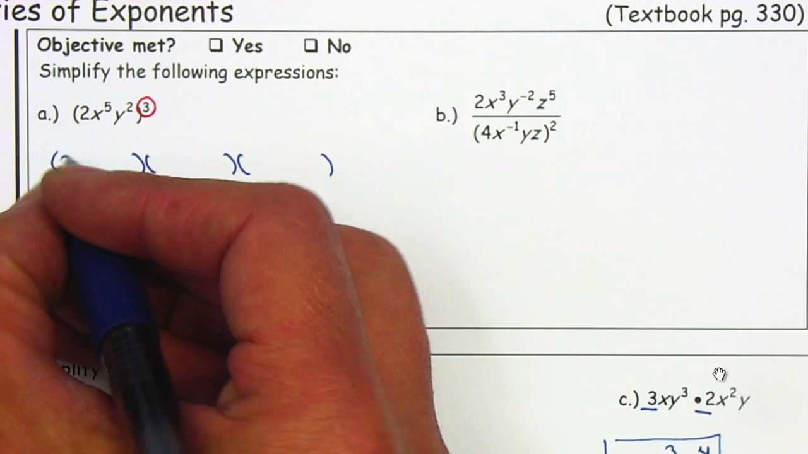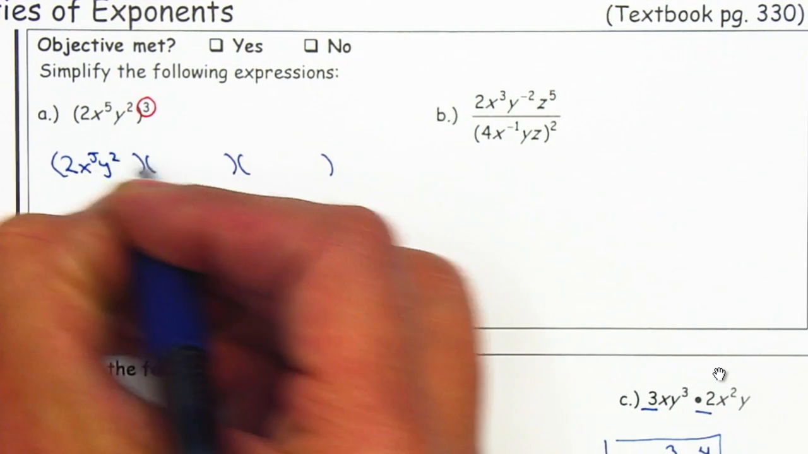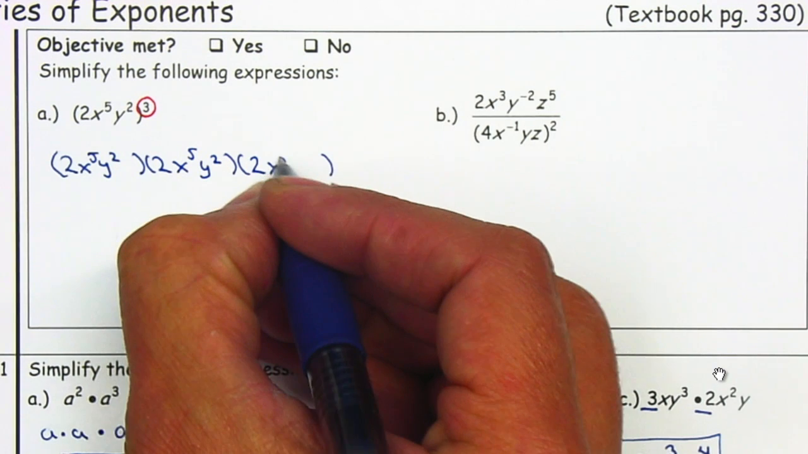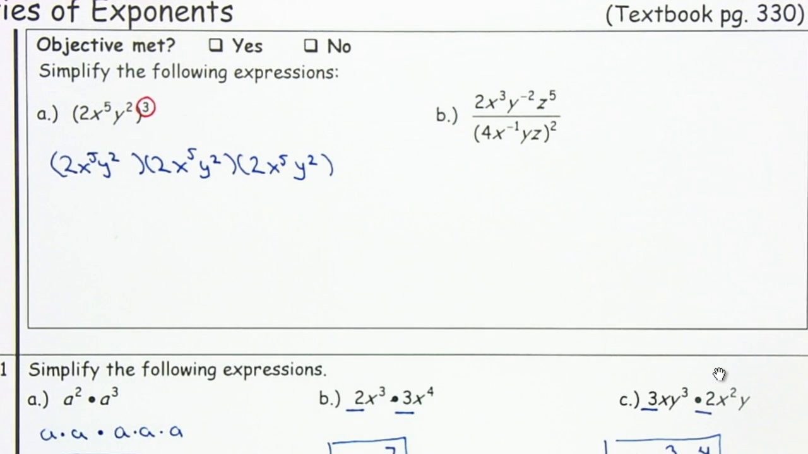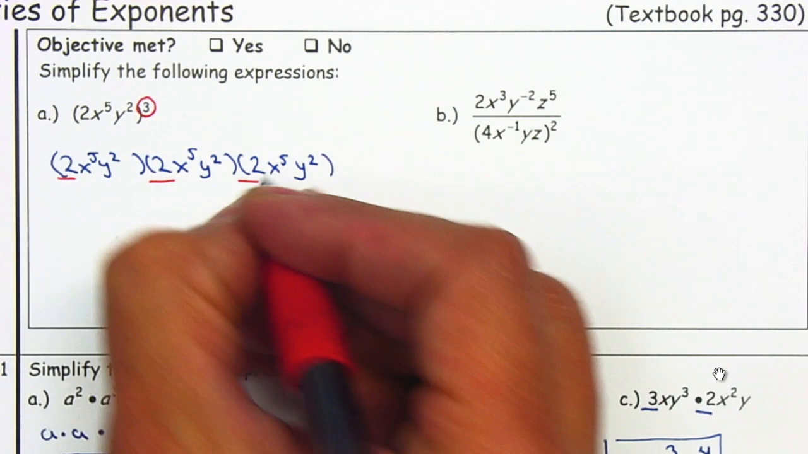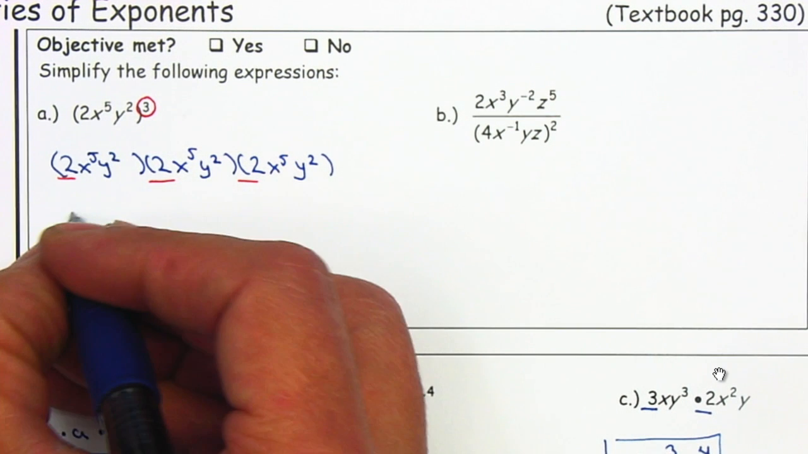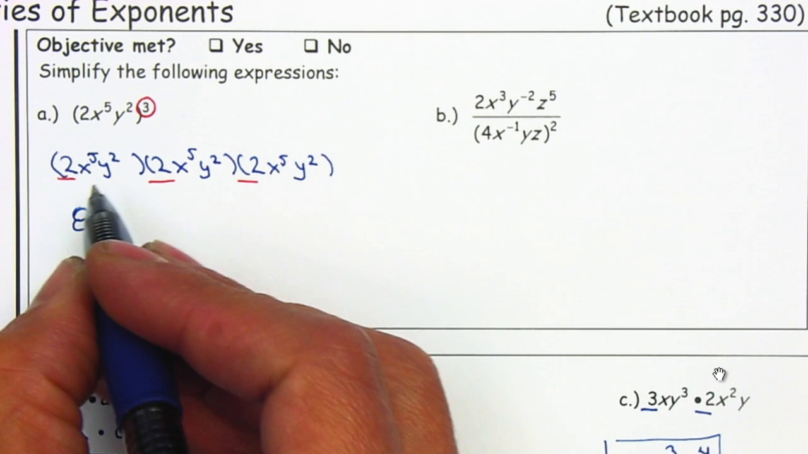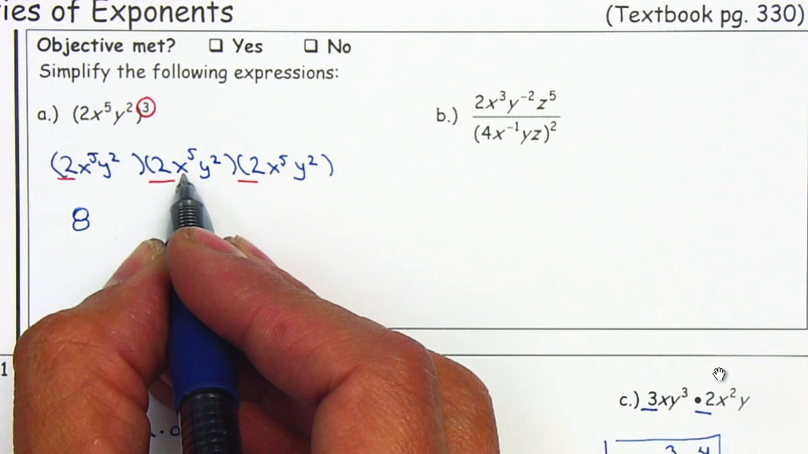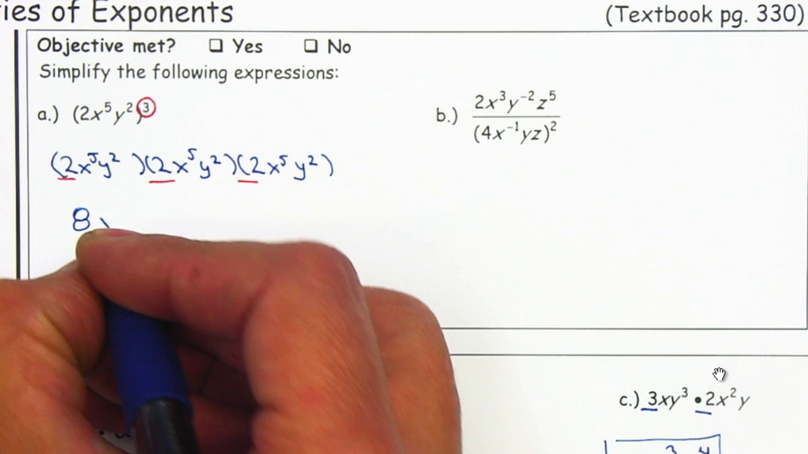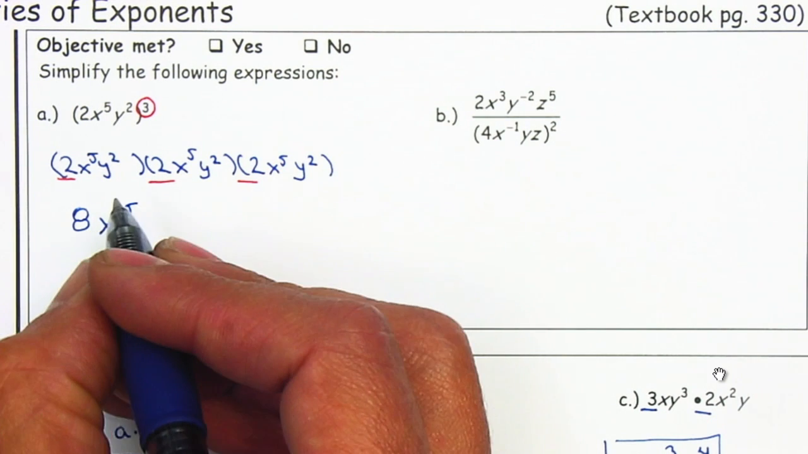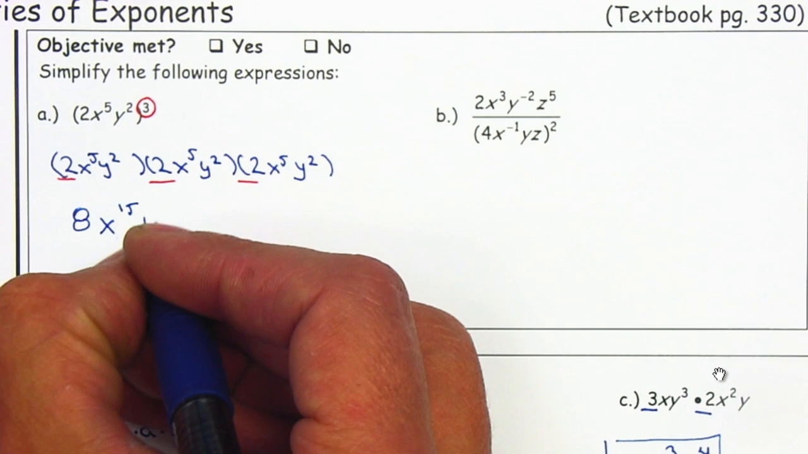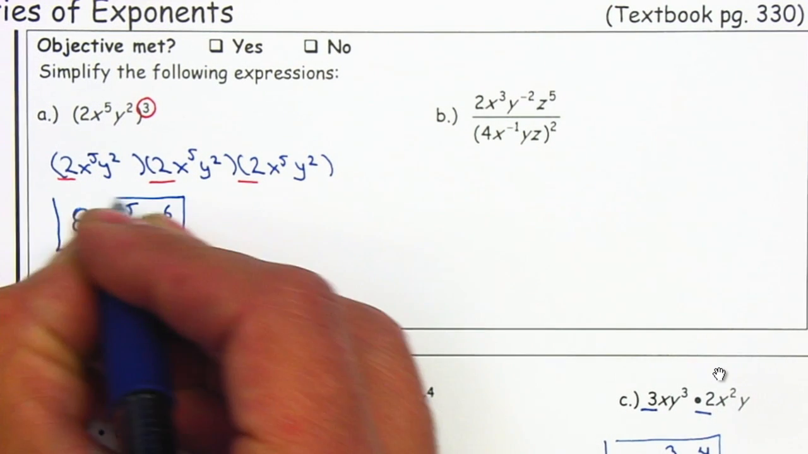I'm going to rewrite it 3 times. 2x to the 5th y squared, 2x to the 5th y squared, 2x to the 5th y squared. I'm going to multiply my coefficients. So 2 times 2 times 2 will be 8. I'm not going to add, I'm just going to count how many x's I have. 5, 10, 15. I'm not going to add, I'm just going to count how many y's I have. 2, 4, 6. And that'll be my final answer.